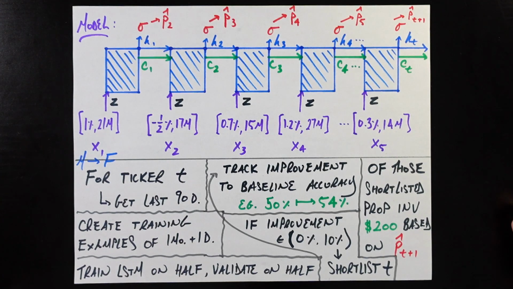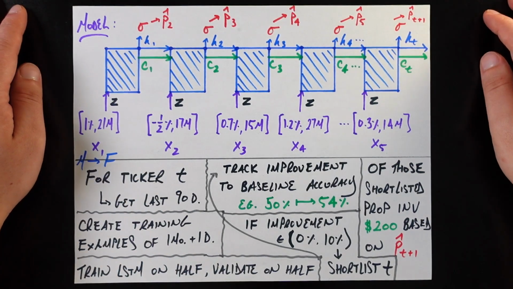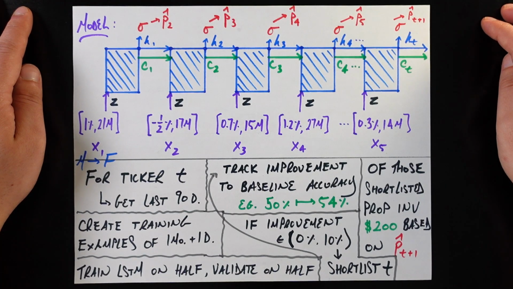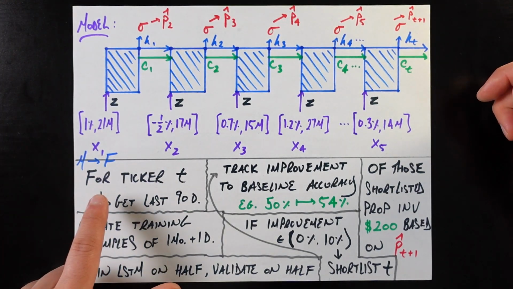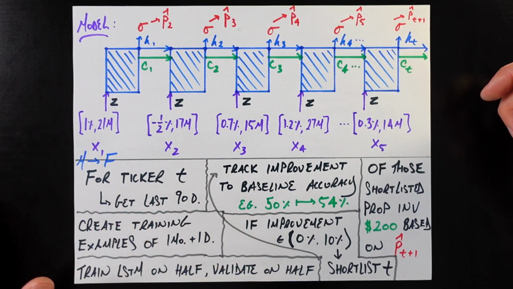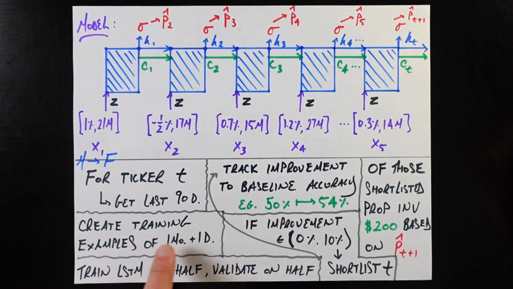And finally in this video, let's talk through the process we are going to use. We're still going to train one model on Monday through Friday. We're trading $1,000 in this video, so we're going to be trading $200 on any given day of the week. 200 times 5 gives you $1,000 total. For every ticker in the S&P 500, we're going to get the last 90 days of data for this ticker, and we're going to create training examples which are 1 month plus 1 day.